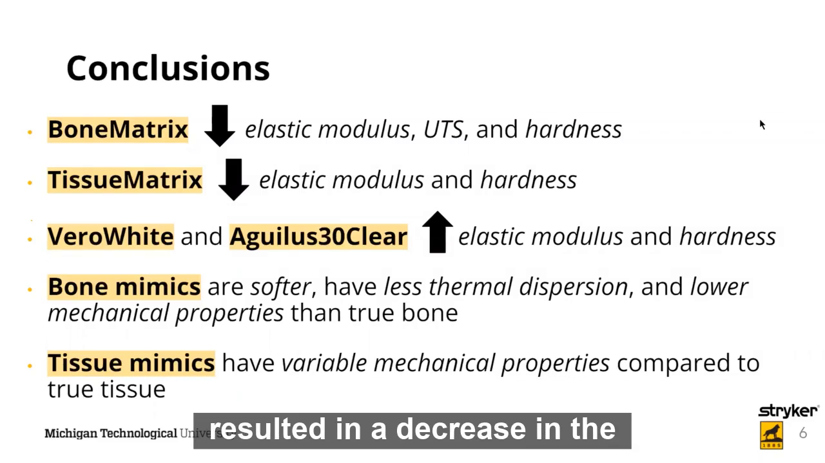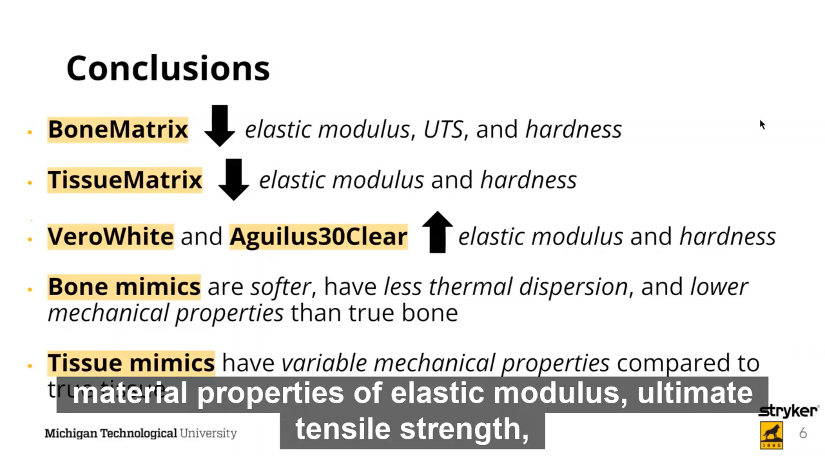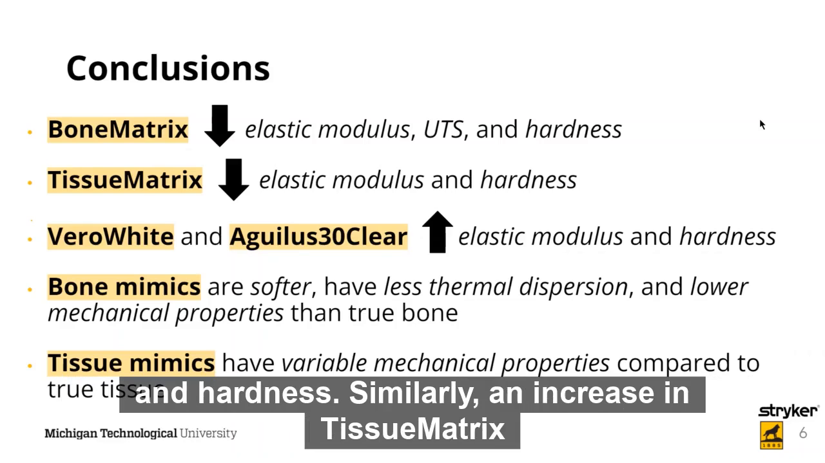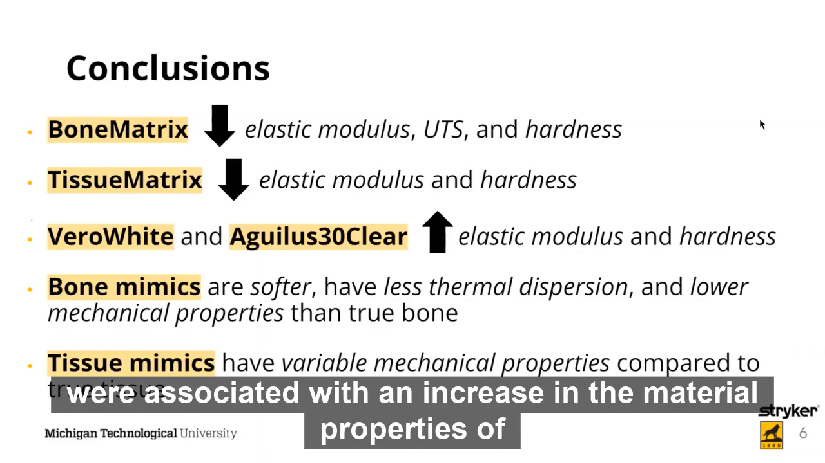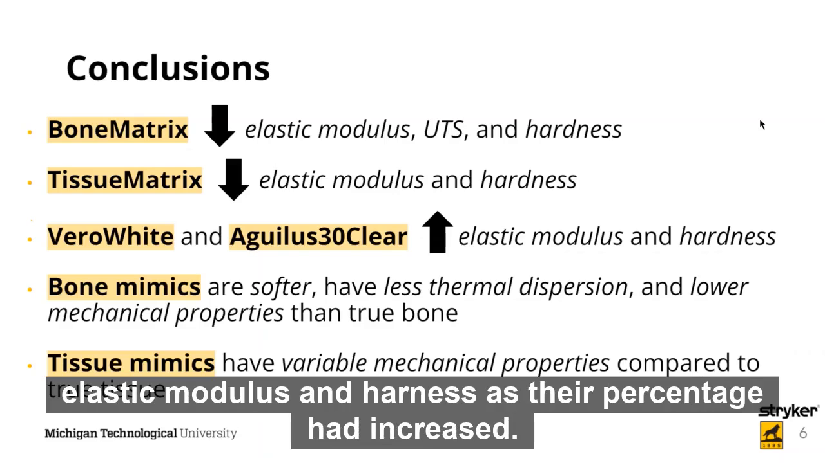So what we found from our correlation analysis and biomimicry characterization is that an increase in the percentage of the bone matrix resulted in a decrease in the material properties of elastic modulus, ultimate tensile strength, and hardness. Similarly, an increase in tissue matrix resulted in decrease in hardness and elastic modulus. The Vero White and Agilis 30 Clear were associated with an increase in the material properties of elastic modulus and hardness as their percentages increased.